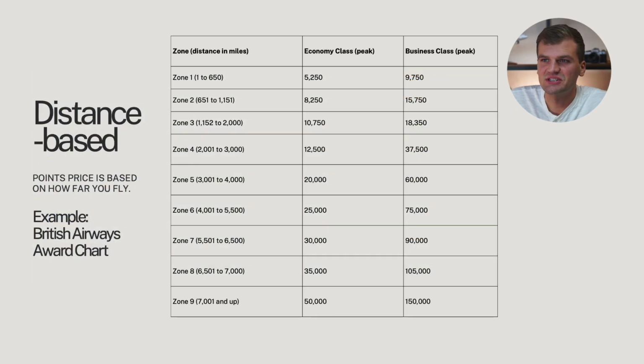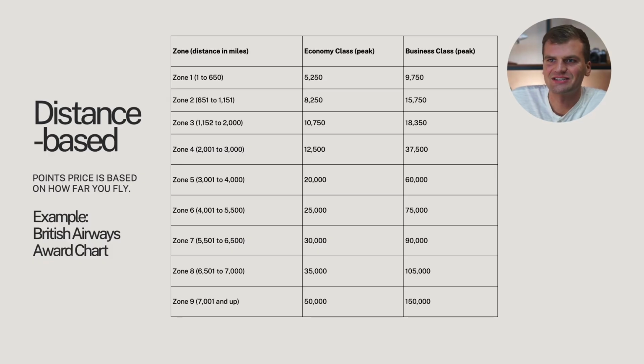When it comes to distance-based award charts, the award is based on how far you fly. Relatively simple. This is what British Airways uses. They have a slightly different award chart if you're booking with one of their One World partners. But for booking with British Airways, this is what it looks like during their peak season. They have one for off-peak travel and peak travel, which would be like holidays and things like that.